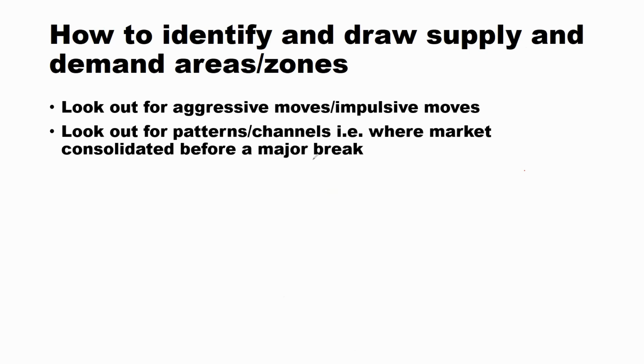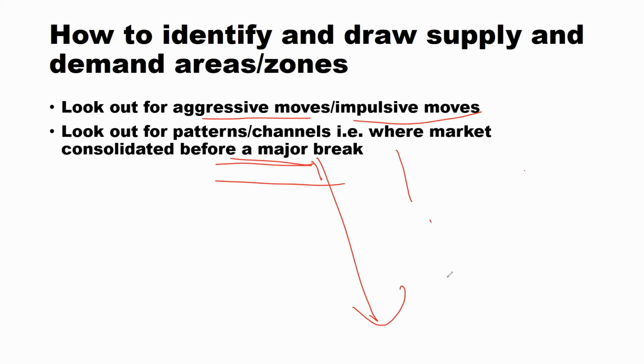One, you're going to look out for an aggressive move, what we mean by an impulsive move. I've already showed you guys that supply means that you're at resistance level, you're on top, you're looking to take sales. You want to look at where there are aggressive moves in the market, those big candles. You are only looking for big candles. We're not interested in small candles. That is one. Then two, you can also look out for patterns.